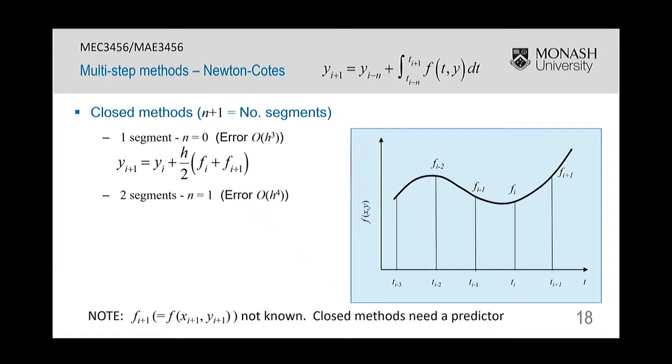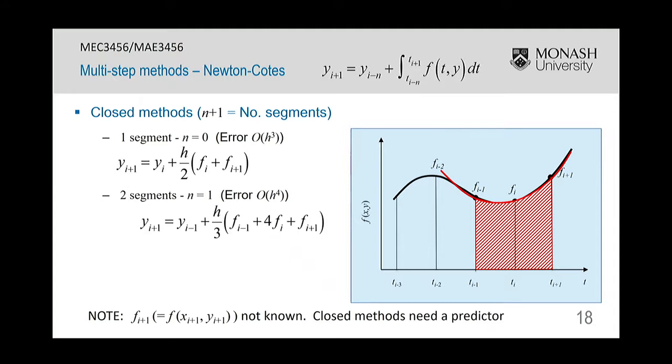Let's go to the two-segment case. That's n equal to 1. We're going to fit a parabola between those 3 points, integrate over that, and we're going to end up with something that looks exactly the same as Simpson's rule, because it is Simpson's rule. So y_(i+1) is equal to y_(i-1) plus h on 3 times that set of function values there, at i minus 1, i, and i plus 1. Sorry, and the error there should be h to the 5th.